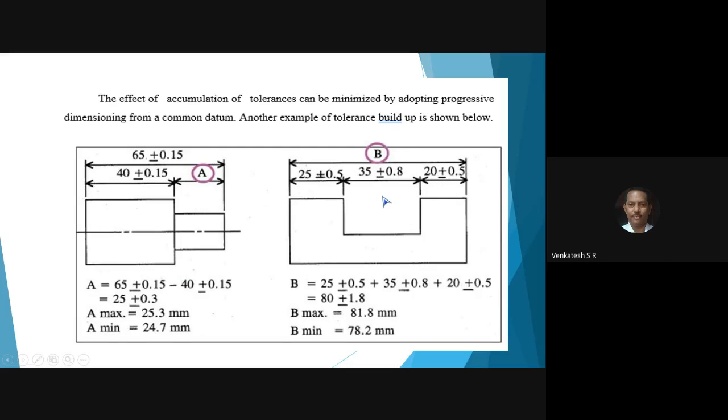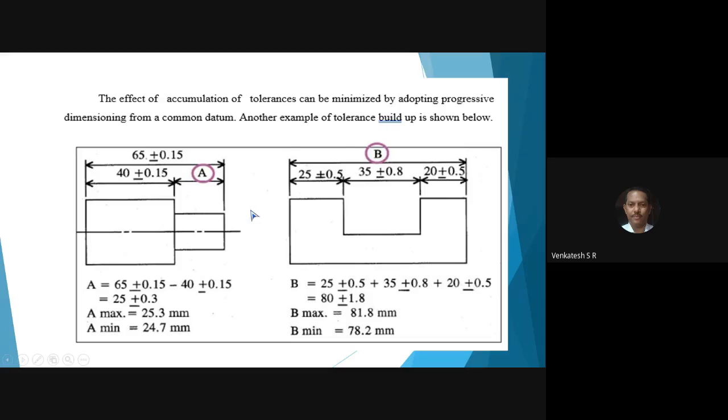In the same way, you have component B. This component can be produced by using a shaper and milling machine. Here you have three dimensions: 25, 35, and 20. So for all the three dimensions, you have upper limit and lower limit. If you add the tolerances 0.5, 0.8, and 0.5 again, that becomes total tolerance 1.8 millimeter.